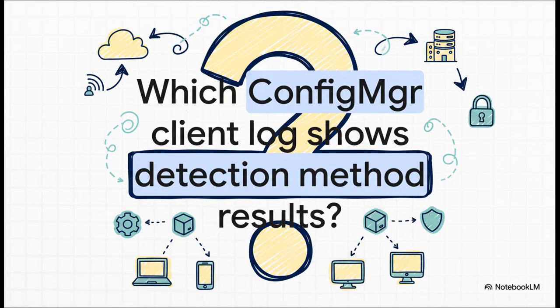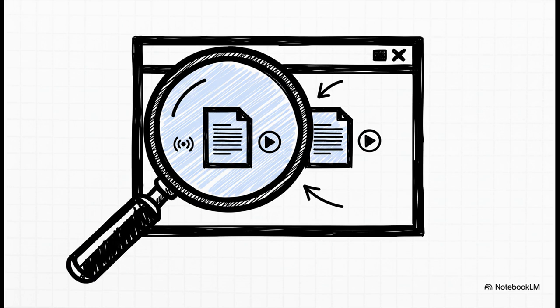Okay, pop quiz time. Here's a real-world troubleshooting scenario for you. You've deployed an app with ConfigMgr, and it keeps failing. You have a hunch the detection method is the problem. Which log file on the client computer are you going to check to prove your theory? And the answer is AppDiscovery.log. That's the one that tells you exactly what happened with your detection rules.